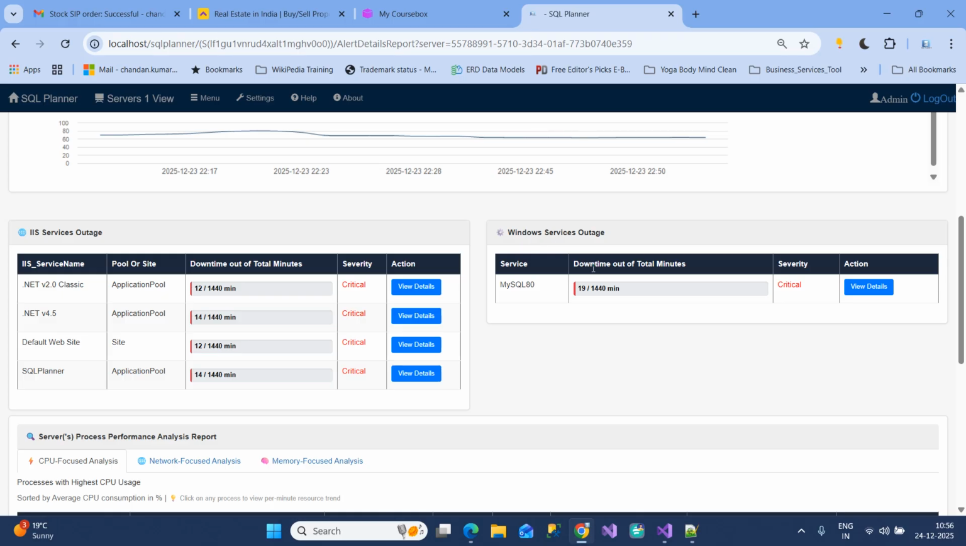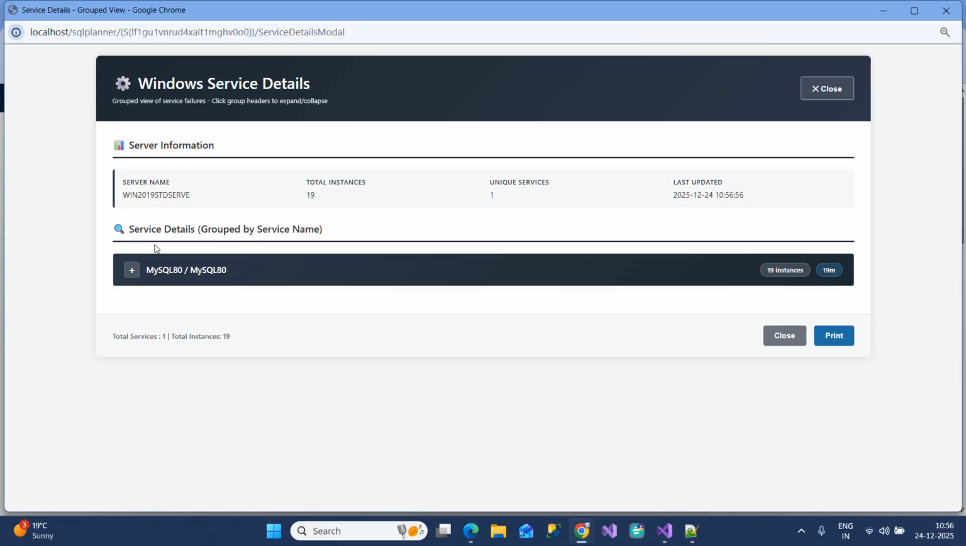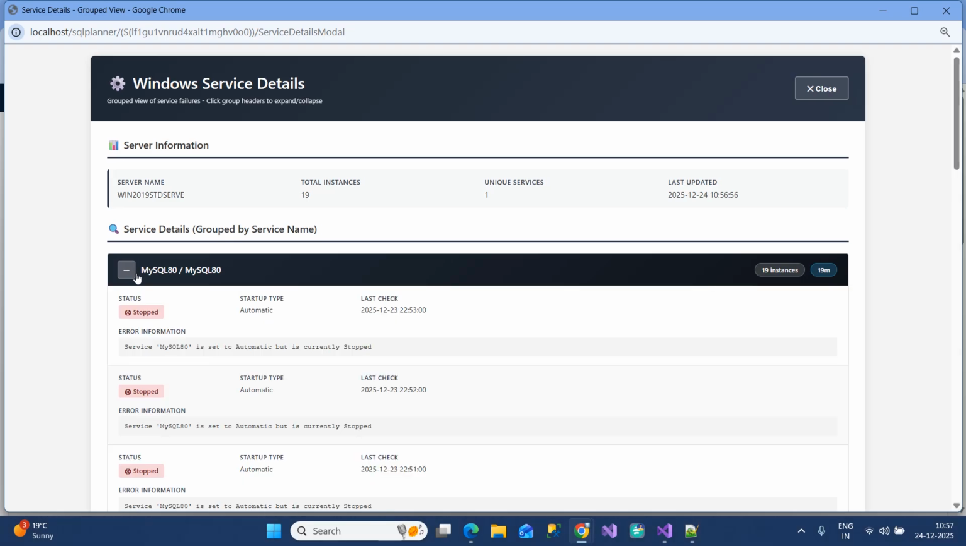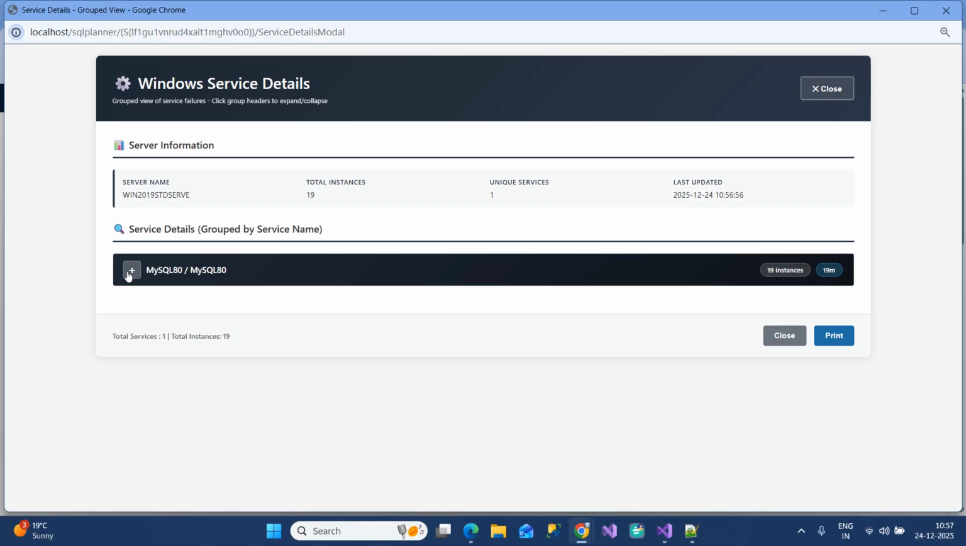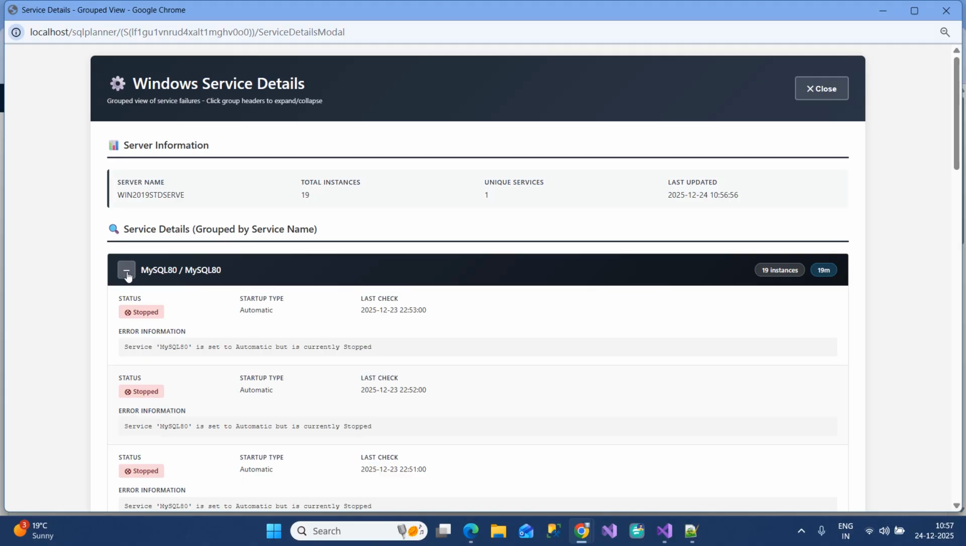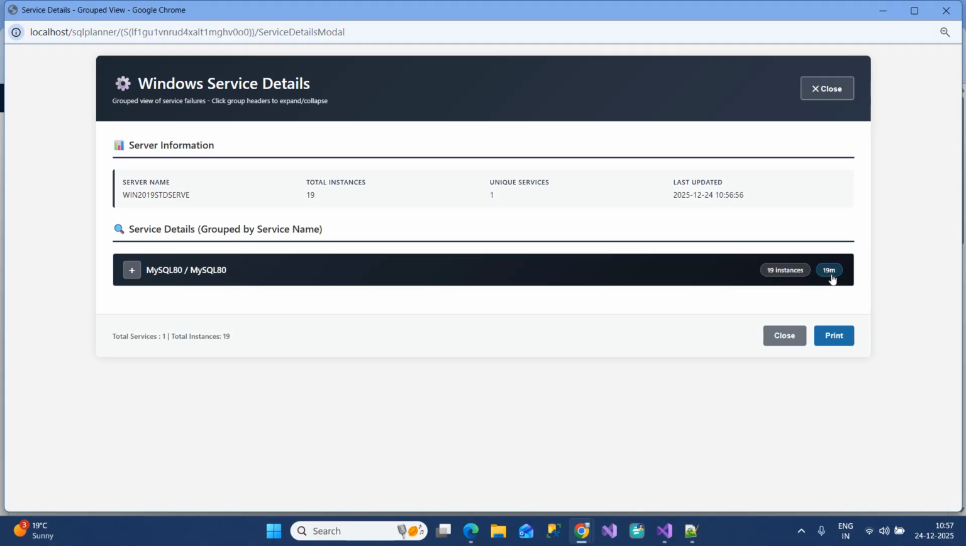If you want to look into the services that went down, you simply click over it, and it will tell you there was one service called MySQL, which is in stopped mode. You can see it is set to automatic, but currently it is in stopped mode. For some reason, somebody would have stopped it. So it shows 19 instances, approximately 19 minutes. So you can close it off.